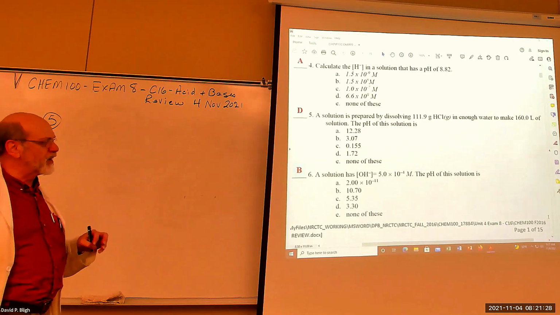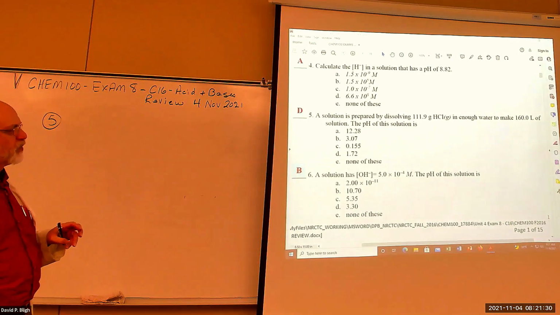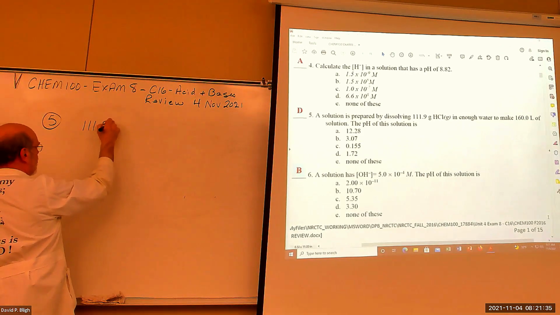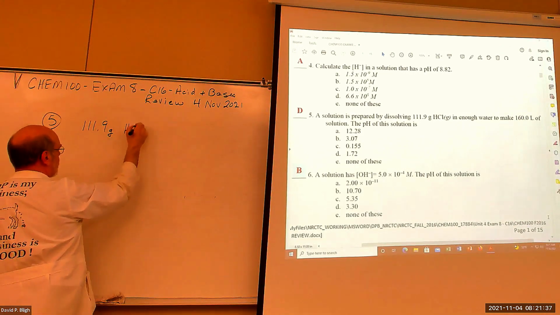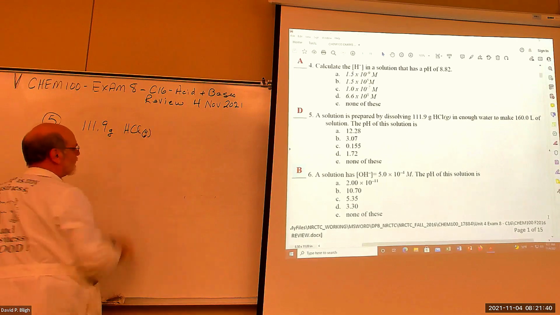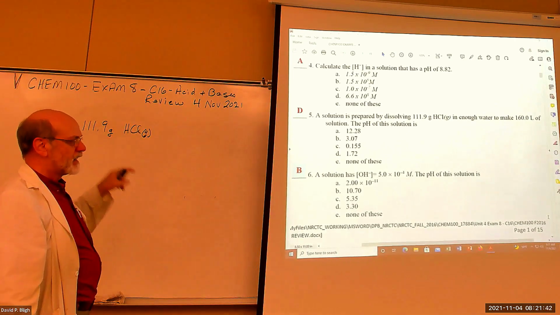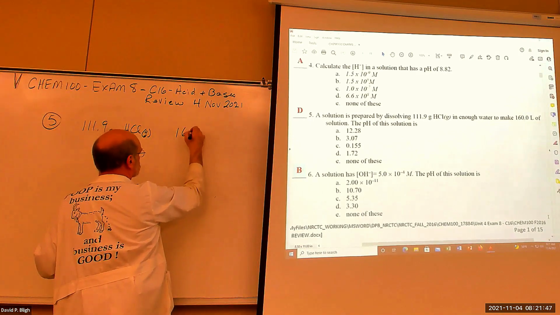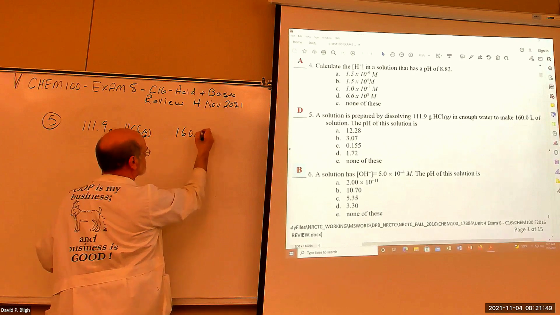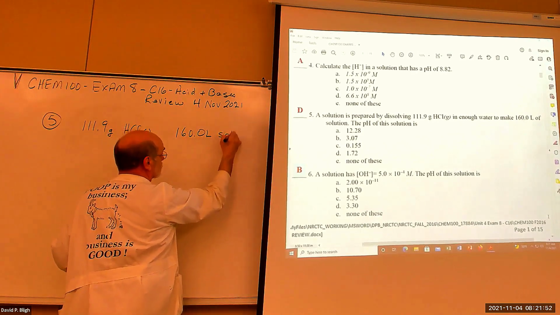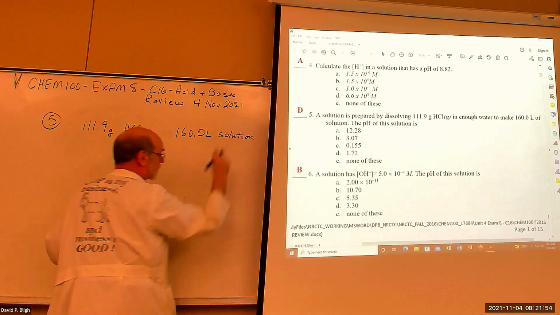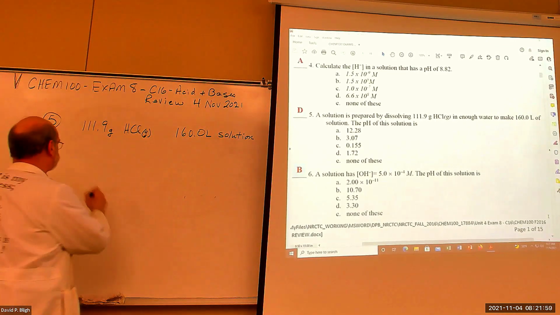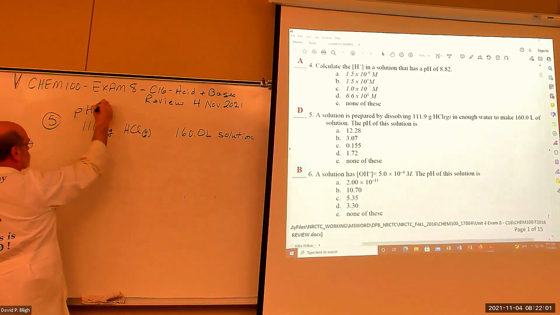A solution is prepared by dissolving 111.9 grams of HCl gas, 111.9 grams of hydrogen chloride gas. We're going to dissolve that in 160 liters of solution. So 160.0, yes, liters of solution. And the question is, what's the pH? pH is the question.